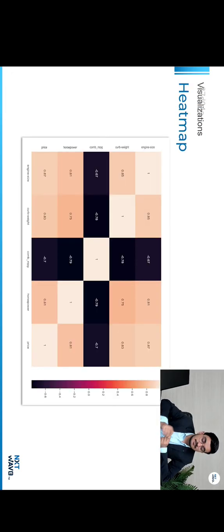Finally, let's discuss the heat map. Heat map is also called correlation map.